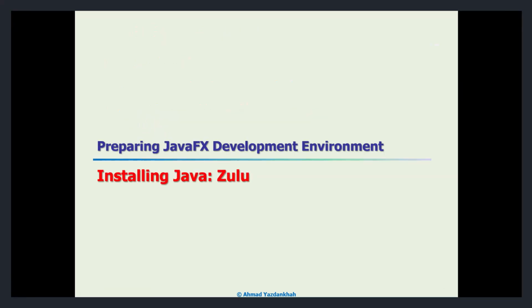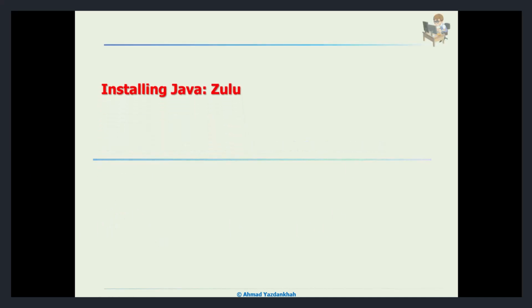In this section, we are going to install our Java, whose brand is Zulu from the Azul company. But the question arises here: why are we using this particular Java and not the Java from Oracle or even OpenJDK? Let me answer this question in the next slide.